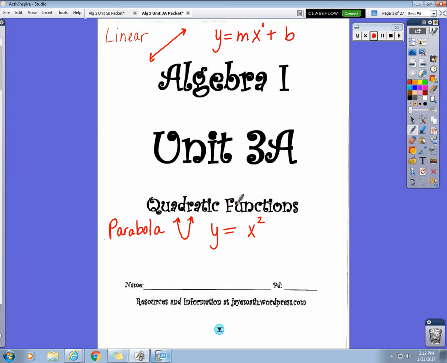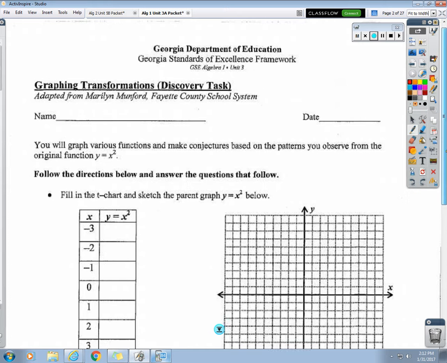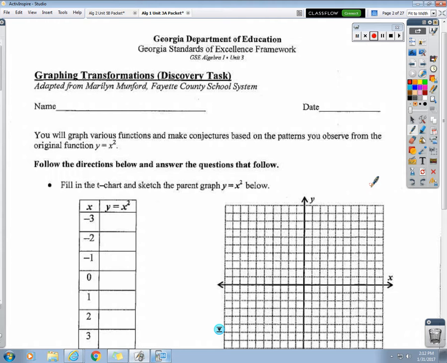So we're moving on to quadratic functions today. Go ahead and turn to the first page. Today we're going to graph various functions and make conjectures based on the patterns we observed from the original function y equals x squared. They call it the original function. It's also known as the parent function, kind of like y equals x is the parent function to all linear functions.